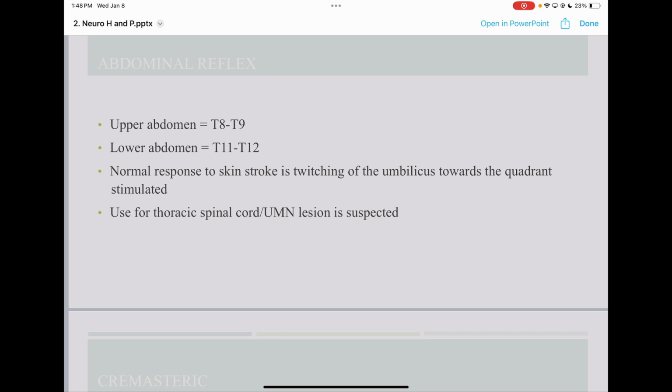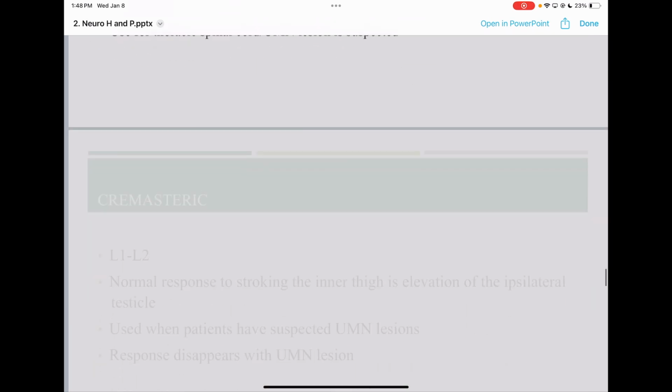The normal response to a skin stroke is twitching of the umbilicus towards the quadrant stimulated. So if you go in the upper right quadrant, the umbilicus should twitch to that side. If it doesn't twitch to that side, either you're not doing it right on your exam, or they have a brain problem where the connection is not going from the umbilicus or the T9, T10 to the brain and back down. So spinal cord problems or upper motor neuron lesions are suspected. You'll see these abdominal reflexes be diminished.